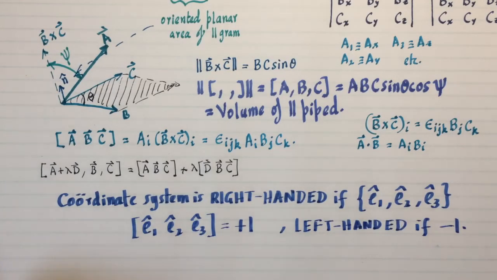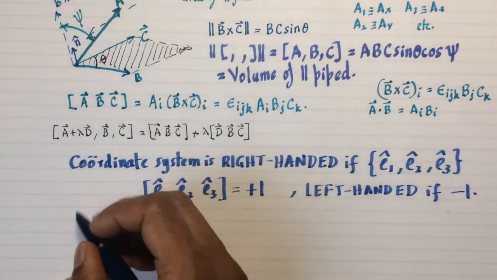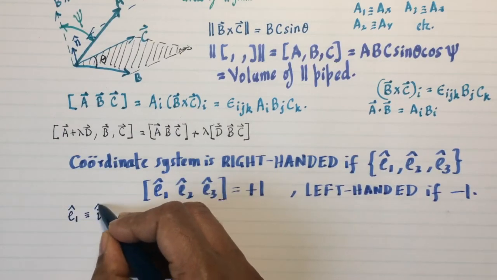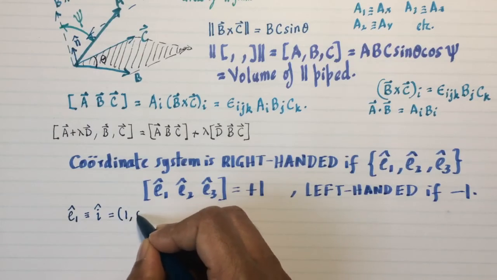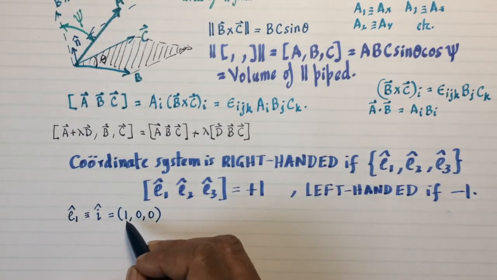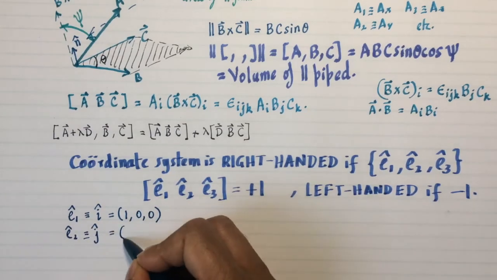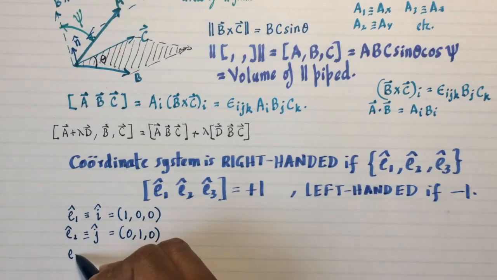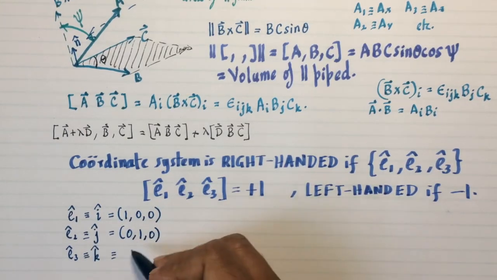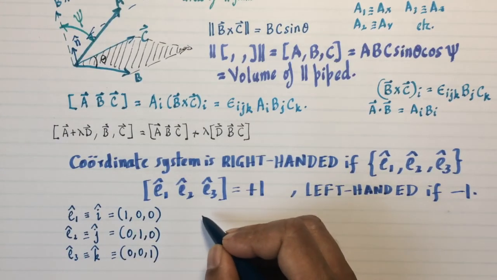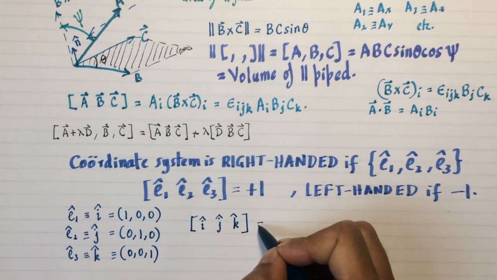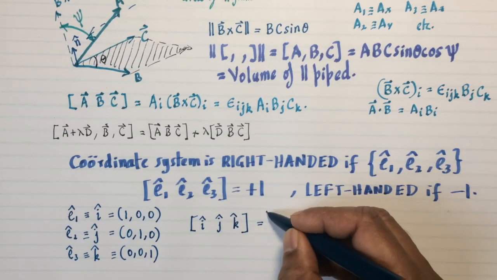So I promised earlier to tell you this little secret about i hat, j hat, and k hat, and this time has now come for me to reveal that secret. If e1 hat is the same as your vector i hat, and that can be represented as 1, 0, 0, because the i hat vector has x component 1, y component 0, and z component 0, and e2 is your j hat vector with component structure 0, 1, 0, and e3 is your k hat vector with 0, 0, 1. Then how are you going to find out if this is a right-handed coordinate system or not?